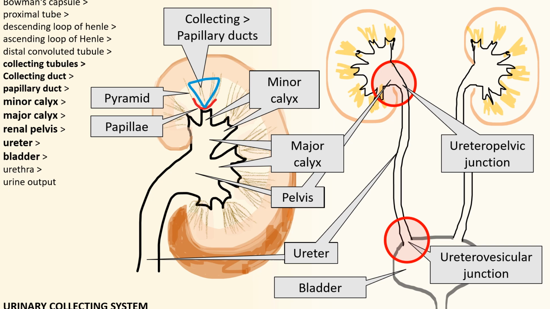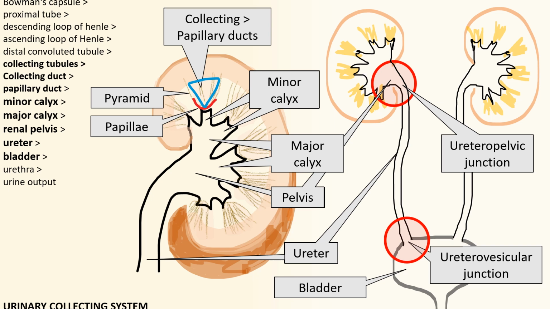The rounded tips of these pyramids are called papillae. As these are localized in deeper portions of the kidneys, nutrients and oxygen supply are relatively depleted compared to outer cortical areas. For this reason, the papillae are highly vulnerable to ischemia and infarction whenever there is local oxygen deprivation.